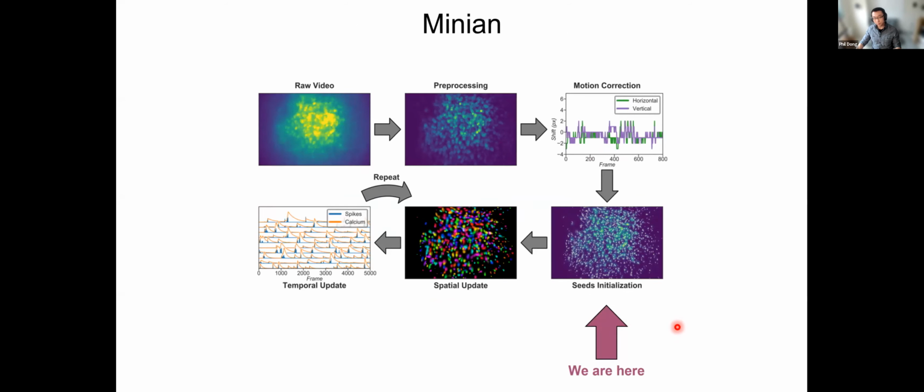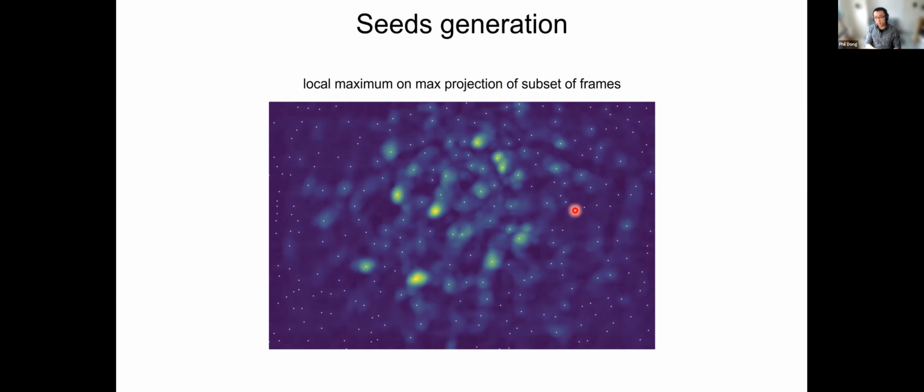In order to capture all the activity and to avoid dimmer cells being overshadowed by brighter cells nearby, we not only do this once, but we compute max projections on different subsets of frames and do this over and over again, and take the union of all the seeds we get to have an overcomplete set of seeds to begin with. So that's the first step. That's how we generate a guess of the location of cells out of nowhere.